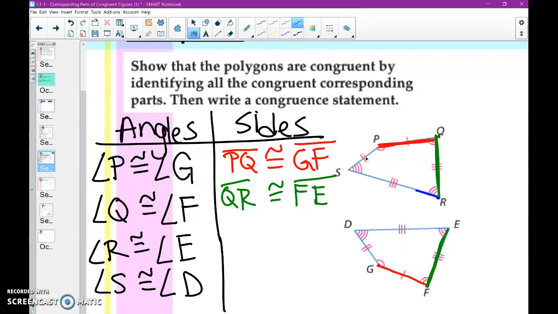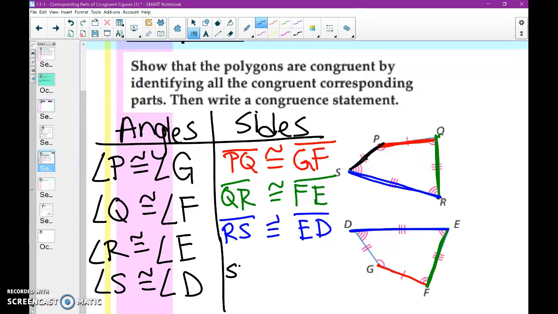And then we've got RS. So that's from E to D now. So RS is congruent to ED. Notice I've got bars over all the top of my sides. Gotta name it properly. And then we have SP and DG. Okay, so there's that one.